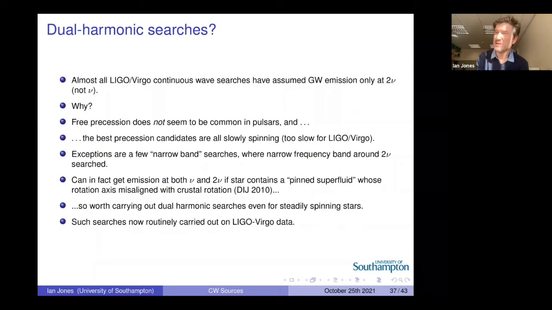So you've got a fixed angular momentum, but this pinned superfluid isn't pointing along that axis, and that in a sense breaks a symmetry. And so you're moving your mass distribution around in a way that would be different from a mountain, and it's that broken symmetry that gives you the emission at the two frequencies.